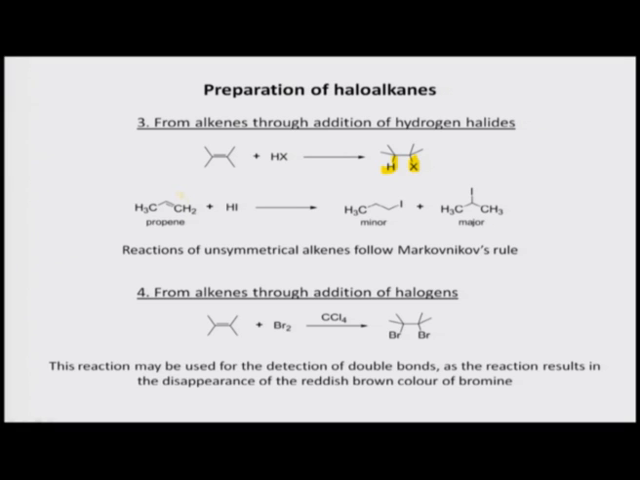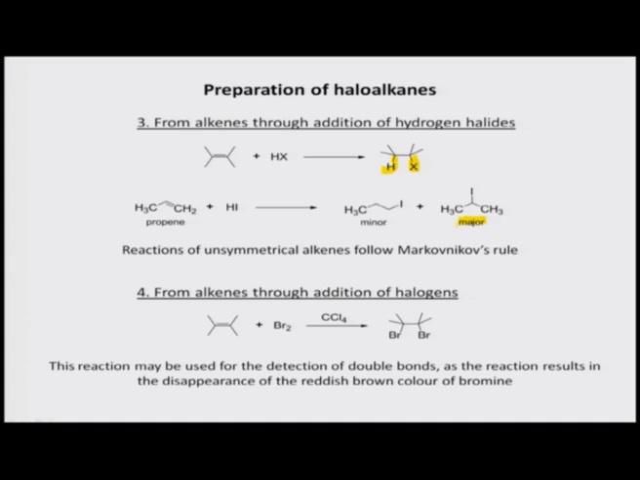So I have an example here which is propene. When propene is treated with HI, we get the corresponding iodopropane, with iodine attached to the first carbon atom, that is 1-iodopropane, or 2-iodopropane. You would find that 2-iodopropane is the major product in this case, and this is something that you have already studied.